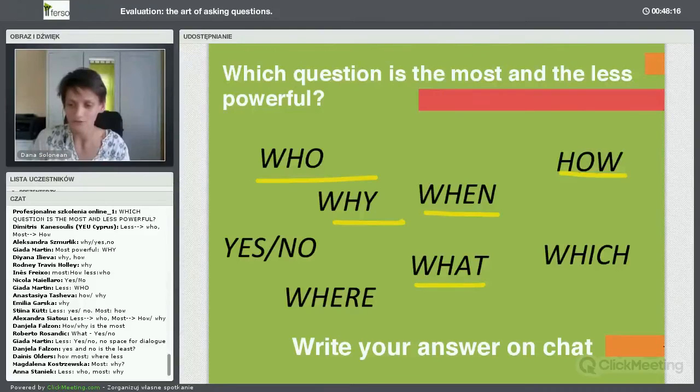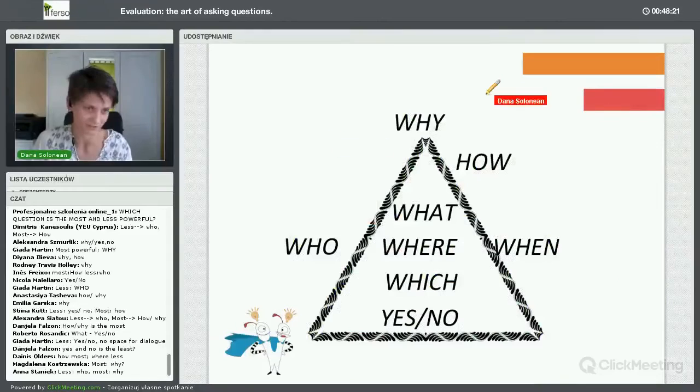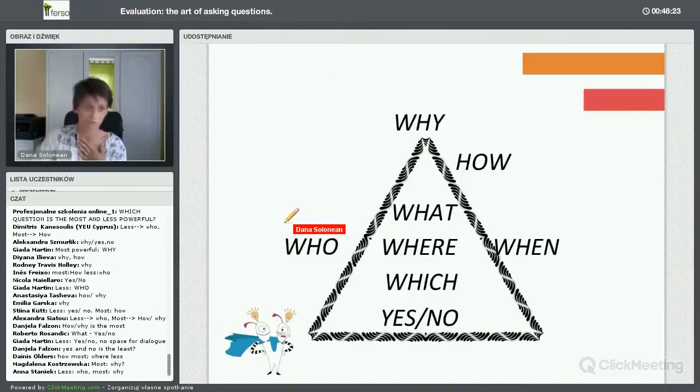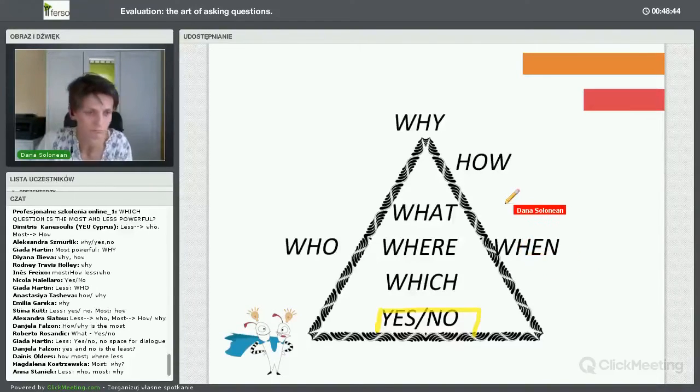So I will show you the pyramid of powerful questions. This is not according to me, this is according to some specialists, and I took it from this article called The Art of Powerful Questions. They say that yes/no, as most of you said, is the least powerful because it gives no options. So, do you like jam? Yes, no. I can tell you no, and that's all. I can tell you yes, and that's all.